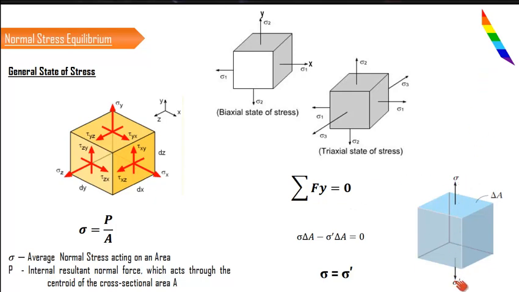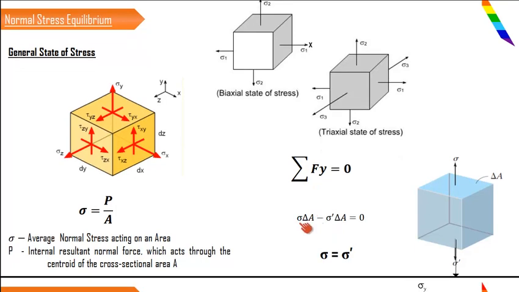Sigma is nothing but stress. They are not forces. So in order to obtain the force acting on this particular plane, we have to multiply the stress with the area. Sigma into delta A is going to act in the upward direction, and sigma dash into delta A is going to act in the downward direction, opposite to sigma into delta A. When we equate this, sigma into delta A minus sigma dash into delta A will be equal to 0. Delta A will get cancelled out.